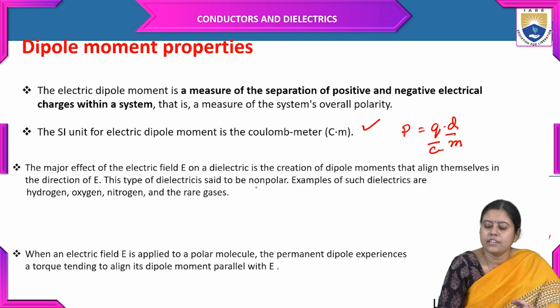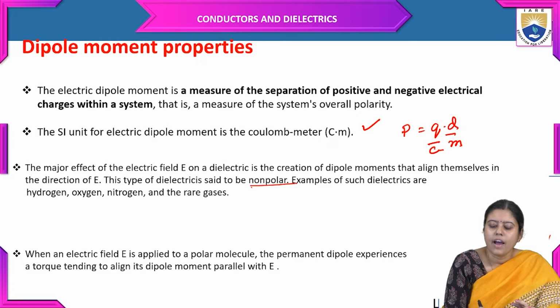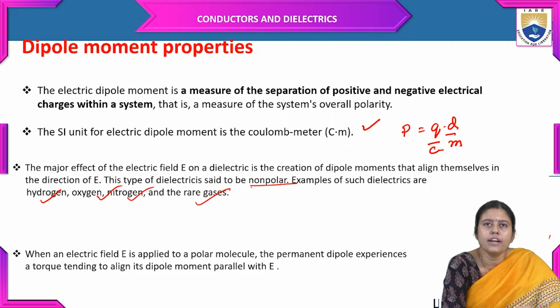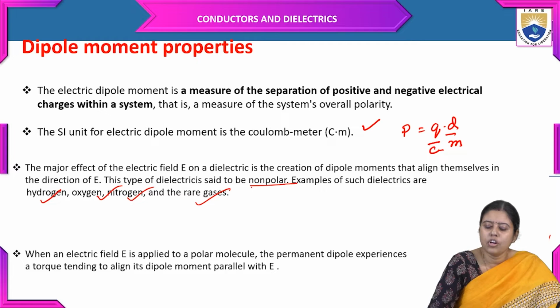This type of dielectric is known as non-polar. Hydrogen, oxygen, nitrogen and the rare gases are examples of such dielectrics, as they have non-polar dipoles. For these gases, if we apply an electric field, the polarized atoms will arrange themselves parallel to the electric field E, so that it can minimize or nullify the effect of E. So this is called non-polar.